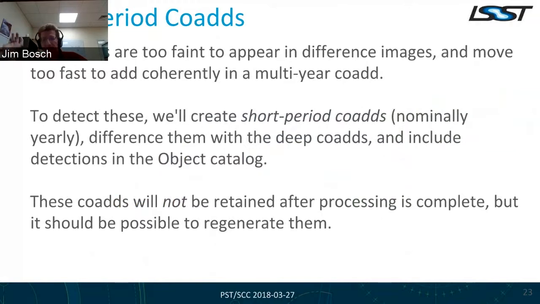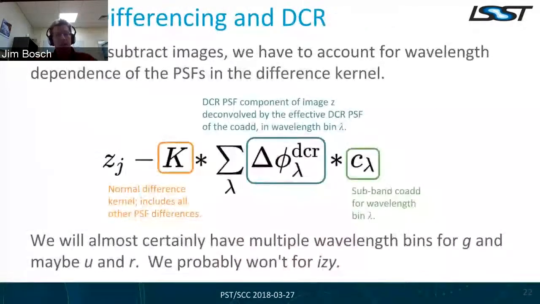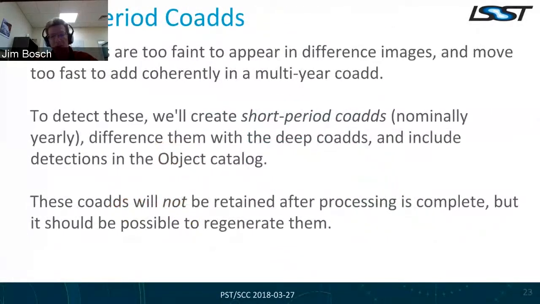I think the nominal cadence is probably yearly. Difference them with the deep coadds, and detections in that difference image would also be included in the object catalog. Now, anything we detect that way should be fit just by these moving point source fits, because those go back to the original images. They include the information we have available, and the trouble is just detecting them. And detecting them is what these short period coadds are for.